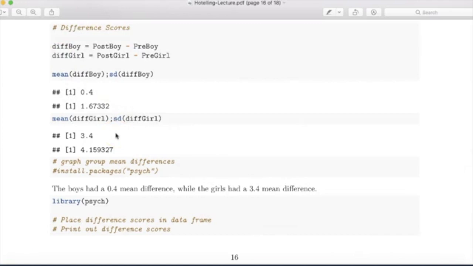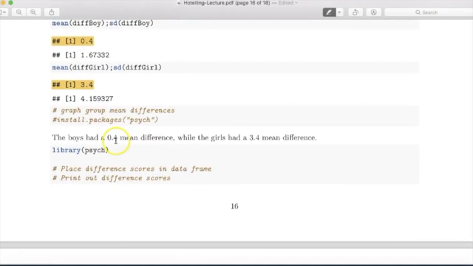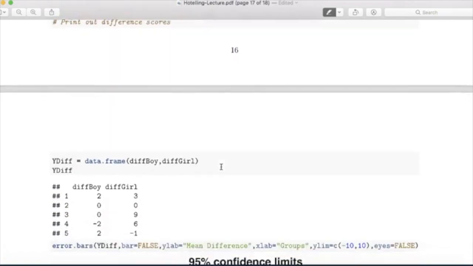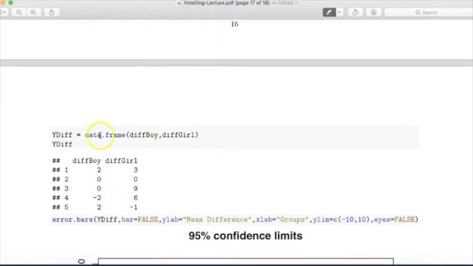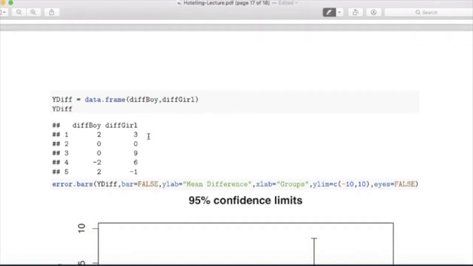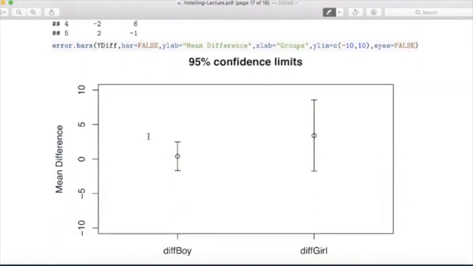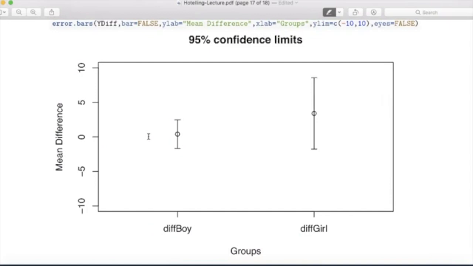And then I went ahead and did the means, and I'm gonna highlight this because we need it. So the mean for diff boy is 0.05, and for girls is 3.4. That's the mean difference. That's the mean difference for girls. This is what my new data set looked like. So what I did is I created a new data frame, and I call it ydiff, and I put the differences inside of that data frame. It was mostly to create this graph. So my y has the mean differences.